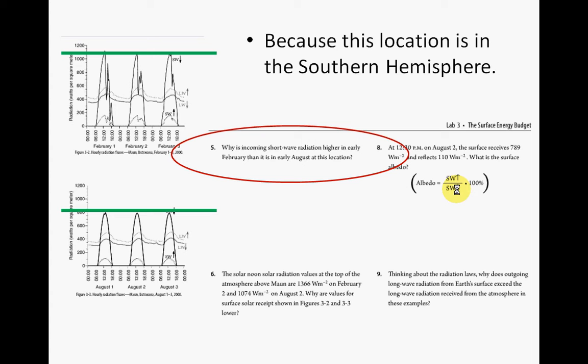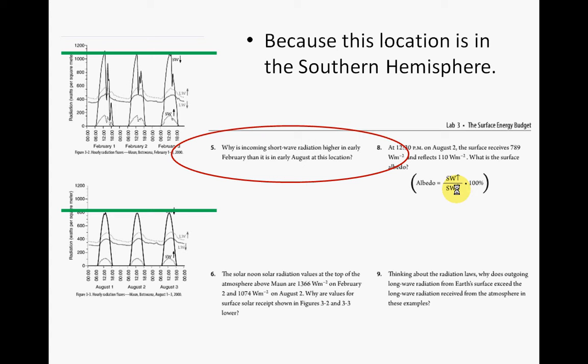Again, it might not be clear what you're doing here. If I just drew a little green line on each of those two plots showing the peak of the shortwave down curves, that's roughly how much radiation they're getting at noon. See how the peak in the top set of panels for February is way high, like 1,100 watts per square meter, and the ones down there in August, the peak's more like 800 watts per square meter. The question's asking why that would be.